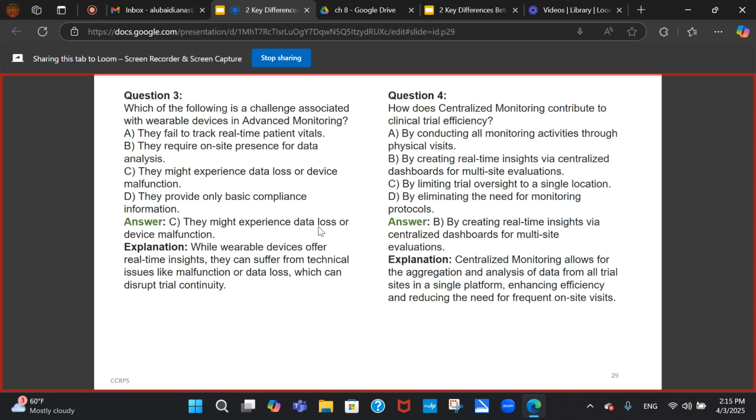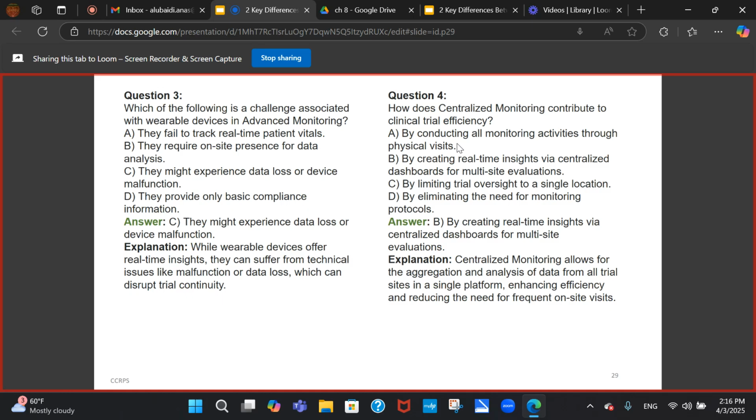Explanation: while wearable devices offer real-time insights, they can suffer from technical issues like malfunction or data loss, which can disrupt trial continuity. Question 4. How does centralized monitoring contribute to clinical trial efficiency? And here, if we remember, centralized monitoring applies to advanced monitoring. A, by conducting all monitoring activities through physical visits. Of course, physical visits, no, because physical visits apply to the traditional, the primary monitoring.